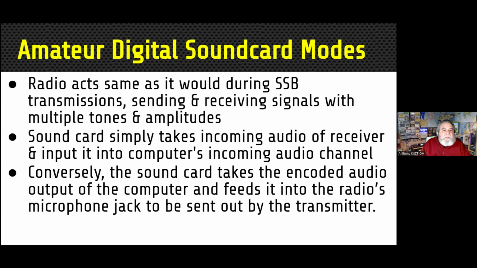The radio acts the same as it would during single sideband transmission, sending and receiving signals with multiple tones and amplitudes. Different types of digital communications use different schemes, but we'll just lump them all together and say they're just a variation in the audio that's being sent. The sound card simply takes the incoming audio of the receiver and inputs it into the computer's incoming audio channel. Conversely, the sound card takes the encoded audio out of the computer and feeds it into the radio's microphone jack or other jack on the radio.